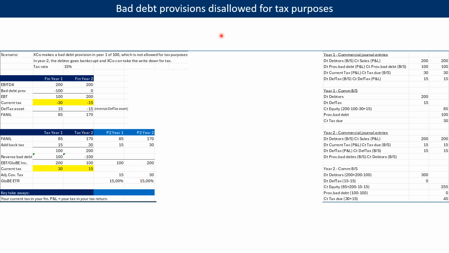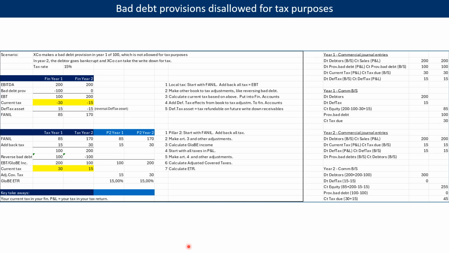And just to come to our comments again, as always, start with the final, add back the tax, gives you EBT. For your tax return, make any other book-to-tax adjustments like reversing bad debt. Then you can go and calculate what your current taxes are, like we did here, and then you add your deferred tax accounts from book-to-tax adjustments to your commercial P&L. And then you have your deferred tax asset in this particular case, because you can take a deduction on the future write down of these receivables.